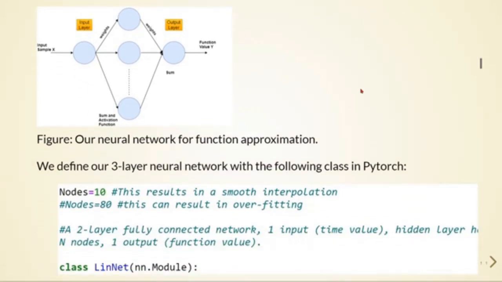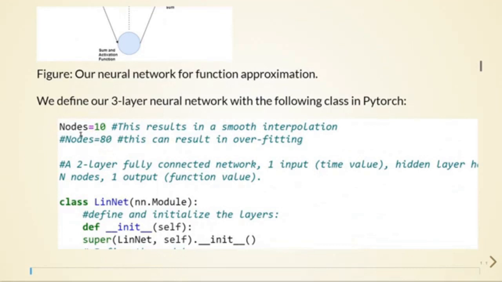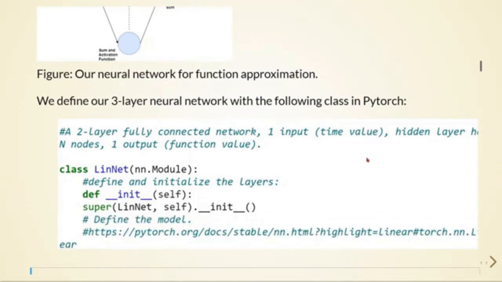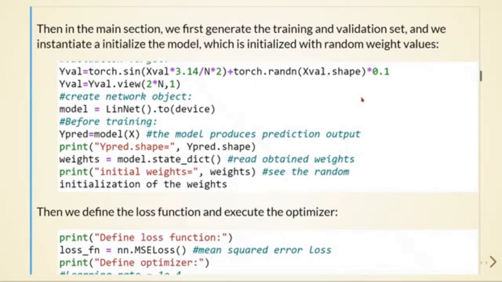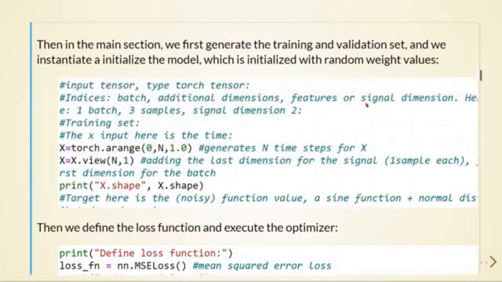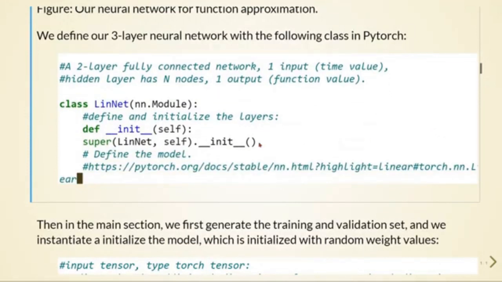So we will define our 3-layer neural network with the following class in PyTorch. We are defining the number of nodes that we want to use. So we are using 10 nodes. Then it will be a 2-layer fully connected network with one input time value, hidden layers that have capital N nodes, and one output function value.